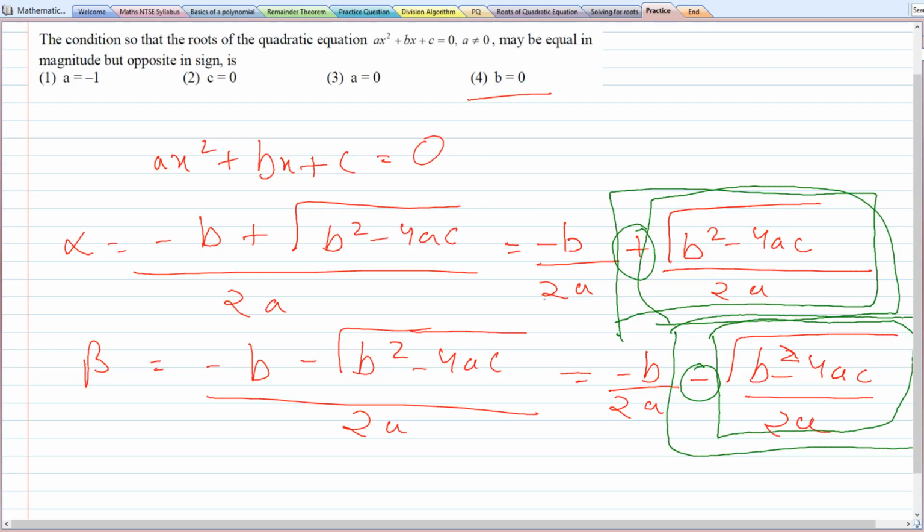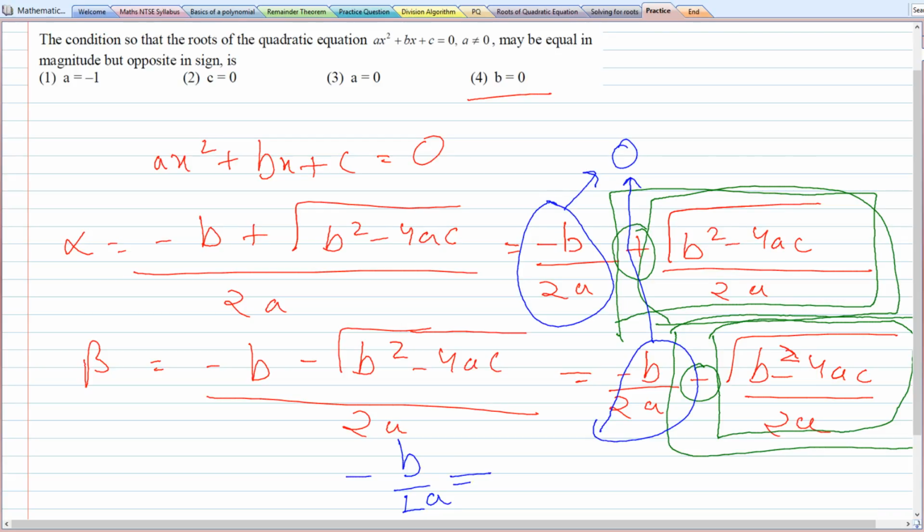What this tells me is that this part, which is equal in both, should be equal to 0. Hence minus b by 2a is equal to 0. This is only possible when b is equal to 0. That is option D. Is there any doubt? Is it clear?